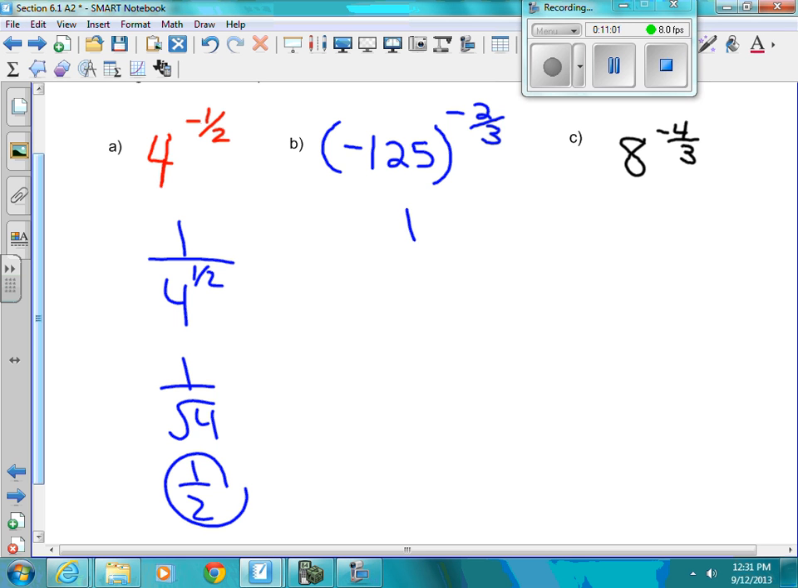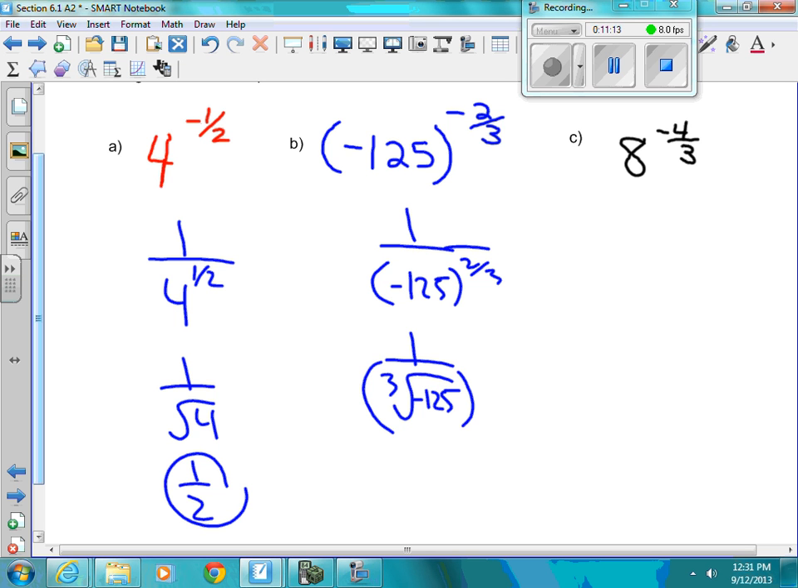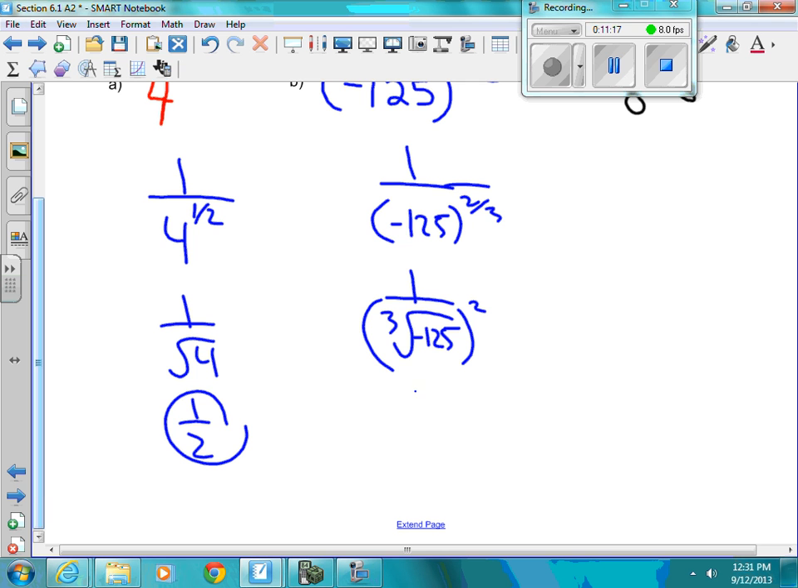So this would flip to 1 over negative 125 to the positive 2/3, which would be the 3rd root of negative 125 all squared. The 3rd root of negative 125 is negative 5, squared, which is 25. So 1 over 25. You, of course, can put this in your calculator and hit math fraction when you're done to double check your work as well.